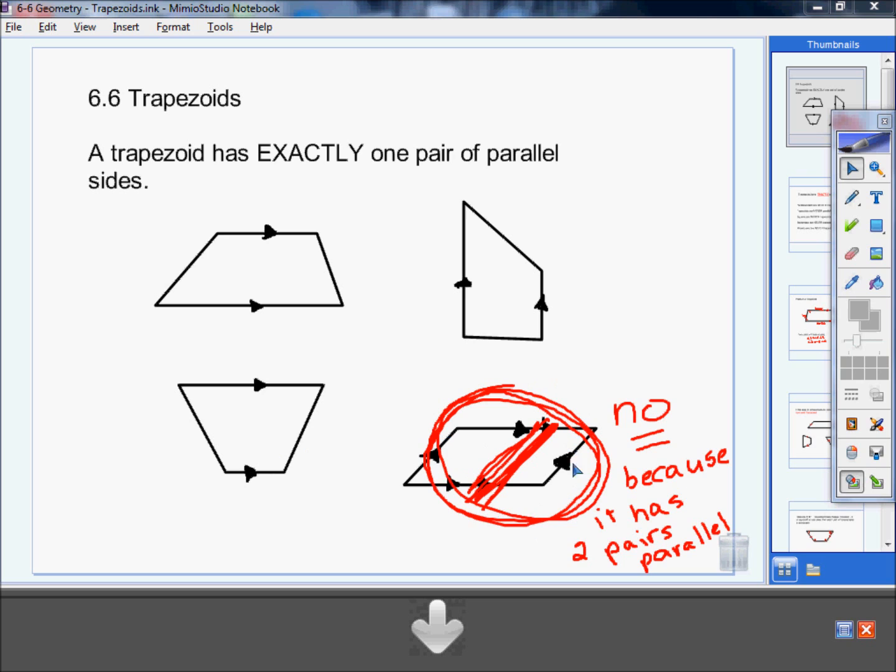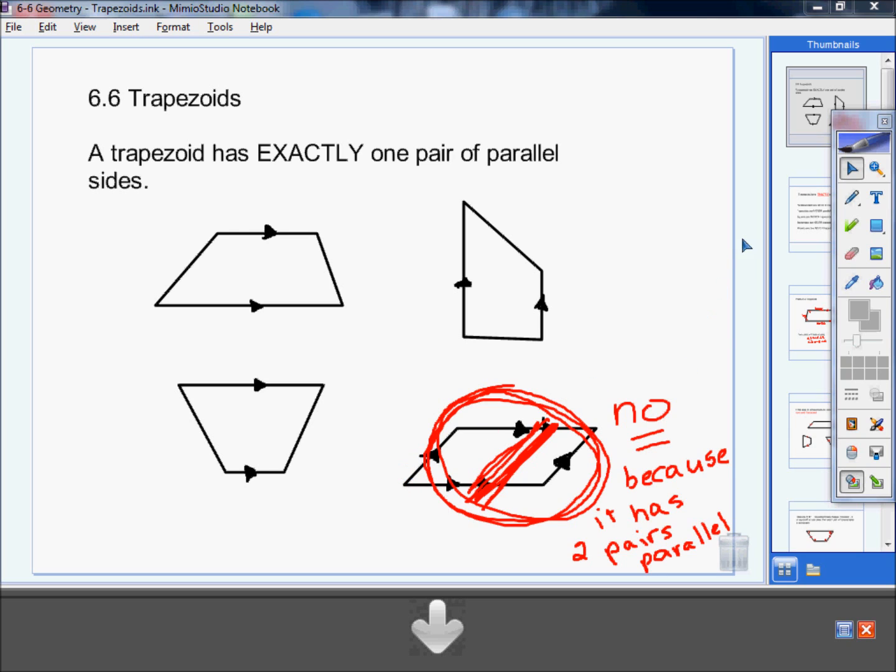This is not. Circle slash no, because there's two pairs of parallel sides. Two pairs of parallel sides make it what kind of figure? Parallelogram. So a parallelogram isn't a trapezoid. A trapezoid is not a parallelogram. So this one is not. They follow slightly different rules, and we have some rules for trapezoids that we're going to talk about today. As long as it has one and only one pair of parallel sides, then it's a trapezoid.